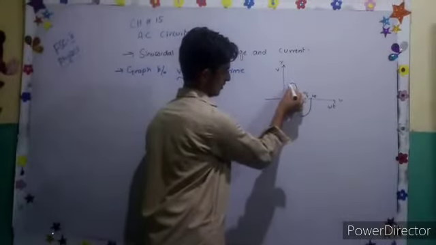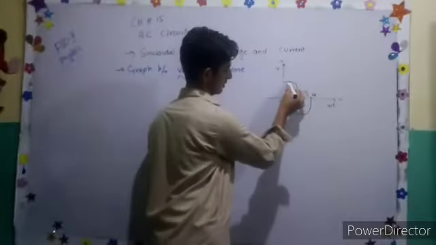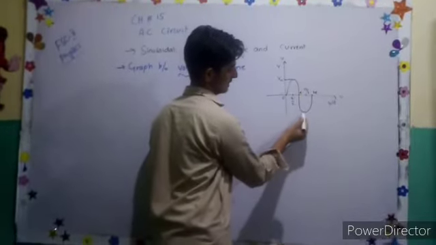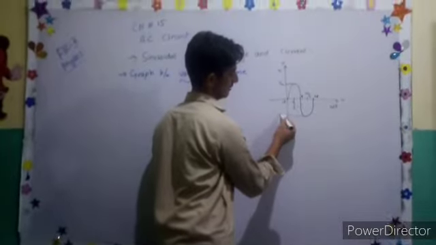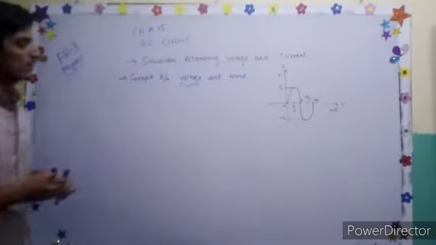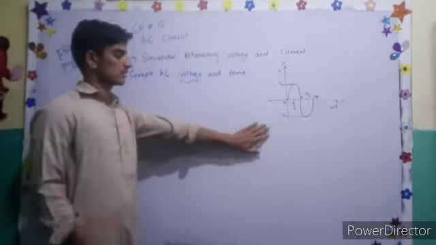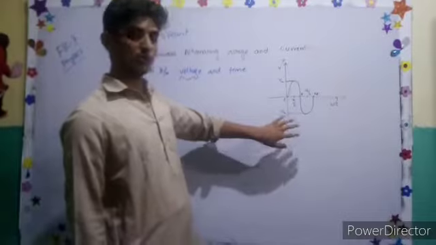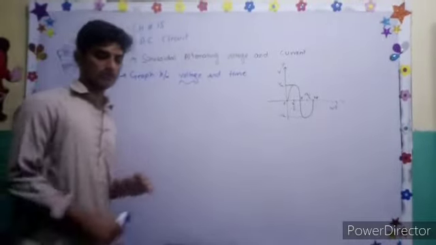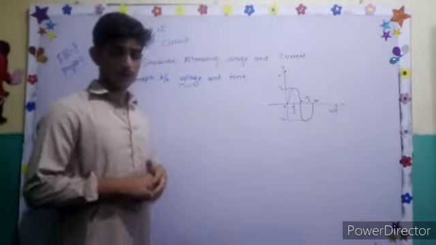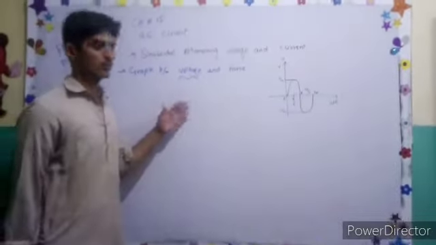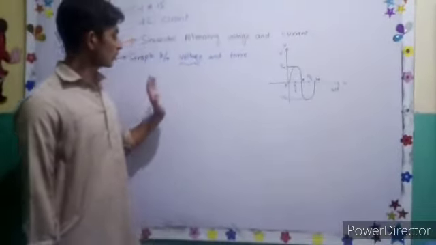This is the maximum voltage Vm, and this is the negative maximum, minus Vm. So the graph has a distinct shape like a sine wave, and we can also call it a sine wave graph. Okay students, so first of all our question is how this voltage is produced, how can we produce this voltage.